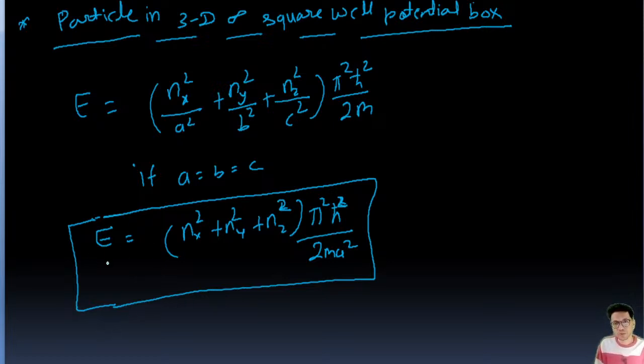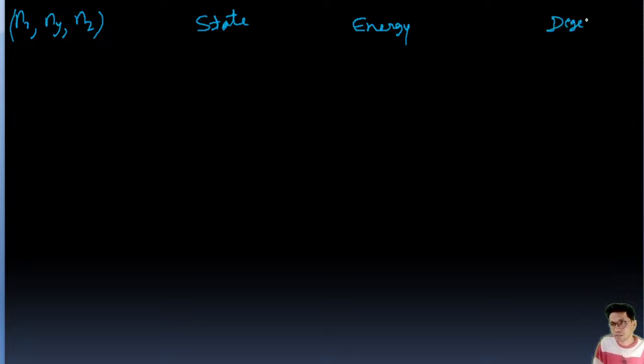So now we will find out degeneracy for this energy, when a equal to b equal to c. We'll make a table again for this: nx comma ny comma nz, then the state, then energy, and then degeneracy. These tables are very important, guys. You will solve many questions.